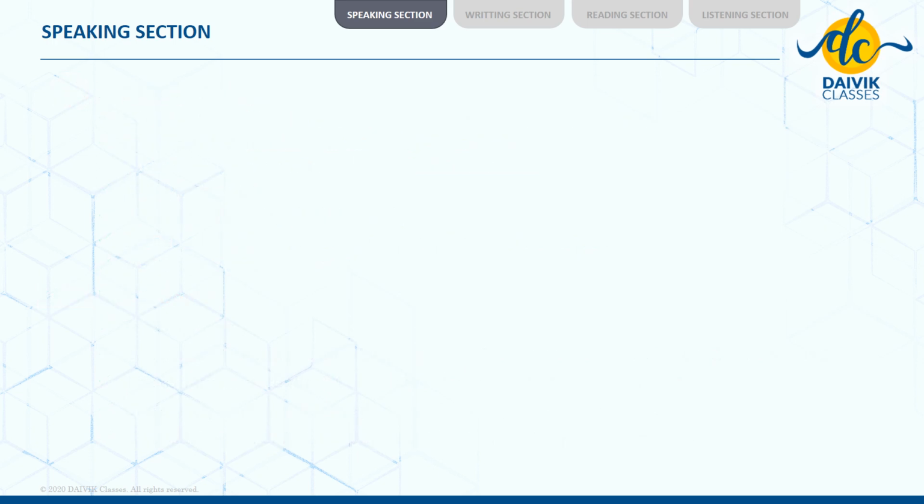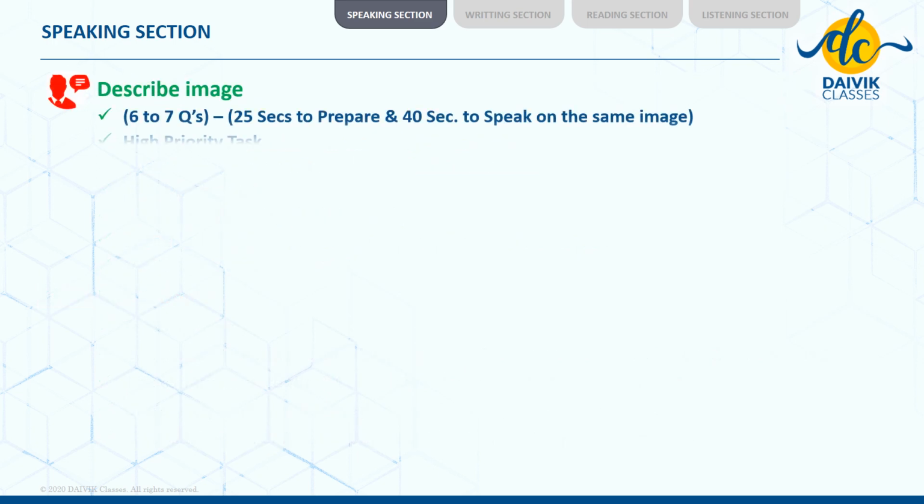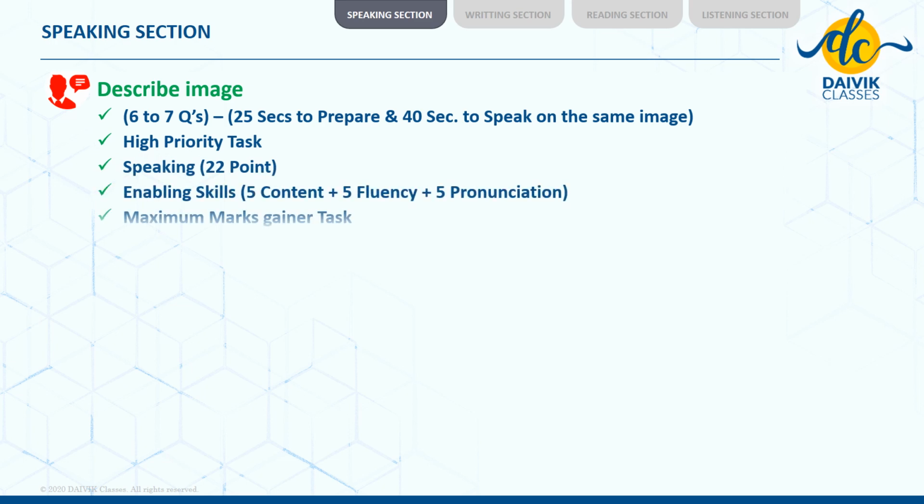Let's talk about another task of the speaking section, that is Describe Image. Here you will get 6 to 7 images, and you will get 25 seconds to prepare for each image and 40 seconds to speak on the same image.